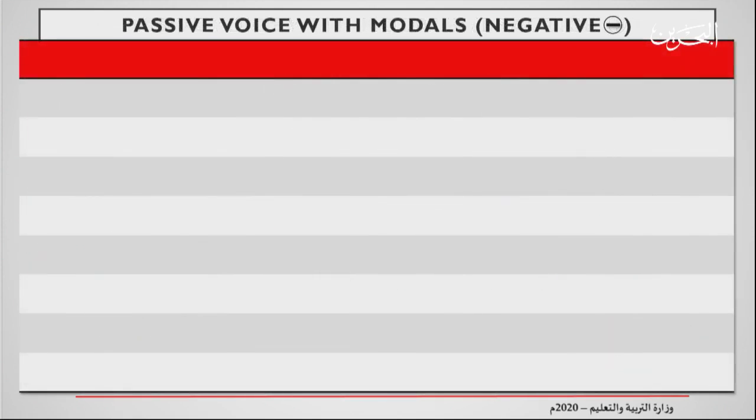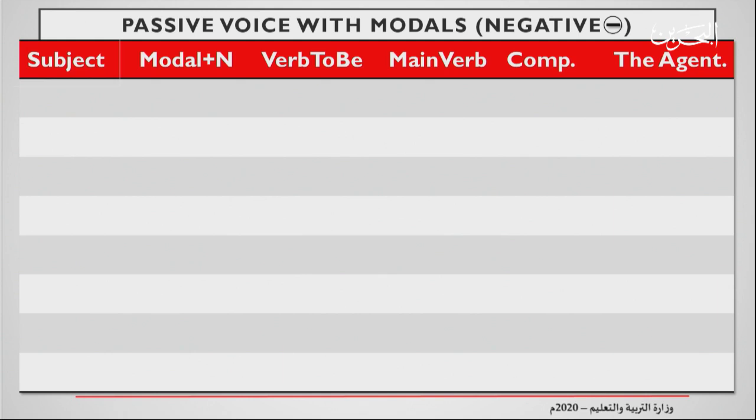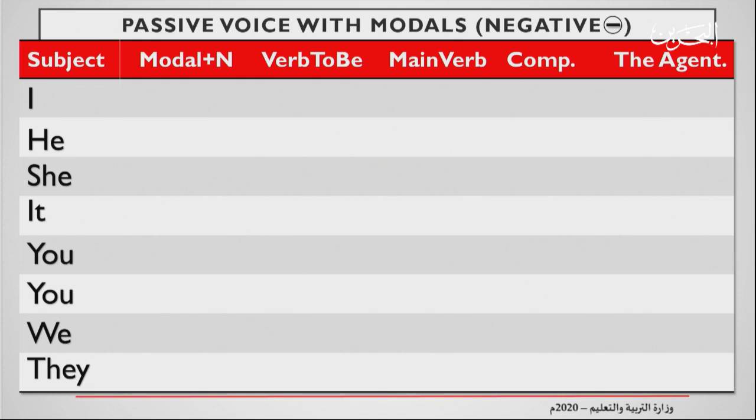Passive voice with modals. Now this time we're building negative sentences. We build the negative sentence starting with the subject plus a modal plus the negative word, and then verb to be, and then main verb plus complement plus an optional agent. So the subjects again, do you remember them? They start with I, then he, she, it, you, we, they. Very good. And then the modals plus the negative word.